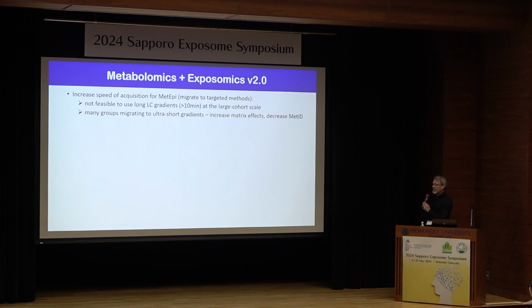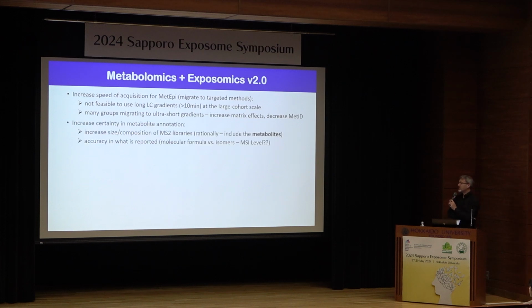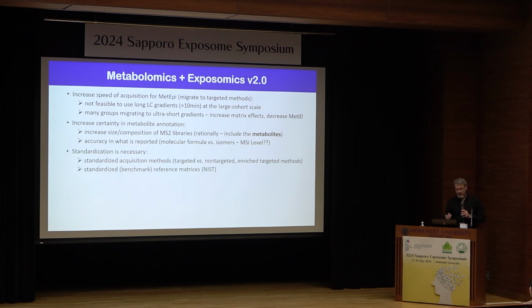And so, for example, for our 260 metabolites that we observed in the different studies I presented, we've now transferred that entire method to a triple quad. And so we have a targeted method, which is fast, cheap, easy to work with. We need to increase the certainty in metabolite annotation. And for this, we need to have the right MS2 libraries. So we need to find a way to generate suspect libraries for the metabolites of interest.